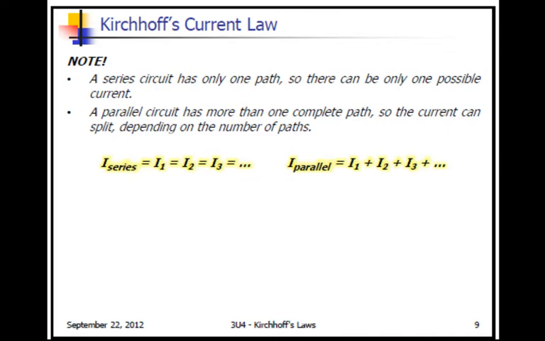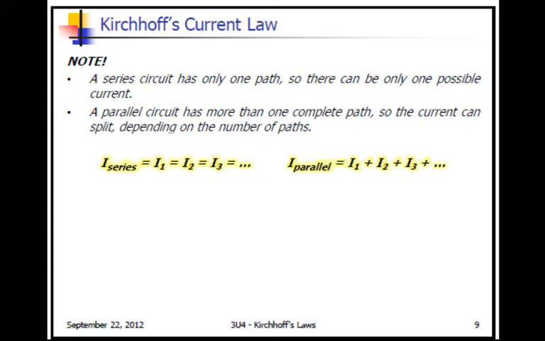In Kirchhoff's current law, we know that a series circuit has only one path. So there are really no junctions. Throughout that entire loop of the series circuit, the current through each load is equivalent to the current coming out of the source. So I in a series circuit is equal to I1, which is equal to I2, which is equal to I3.